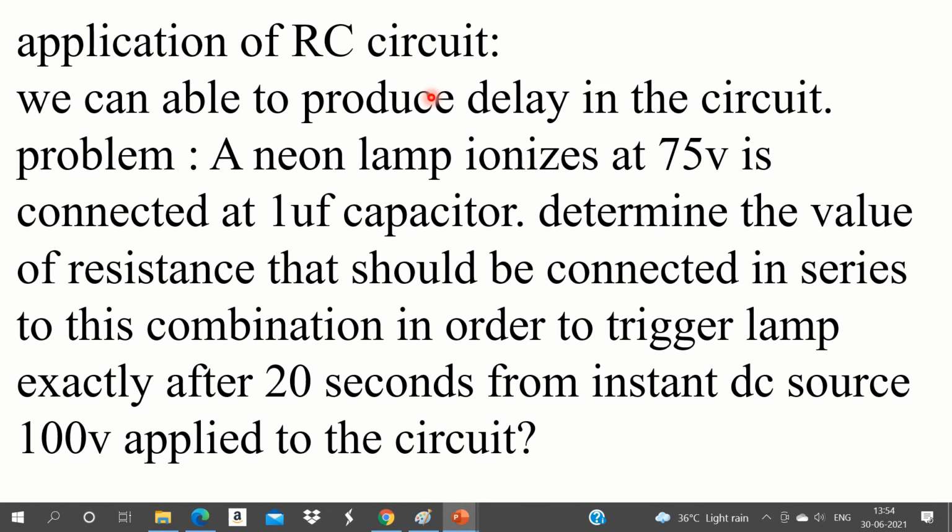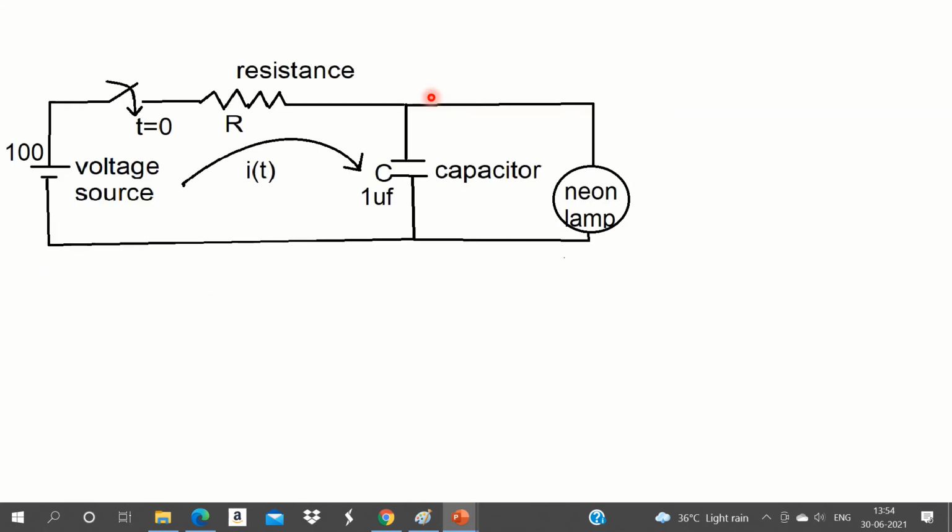To provide the delay of 20 seconds, we have to choose such a value of R. So we have to find the value of that R. This is the simple circuit to understand the neon lamp. Whatever the voltage across the capacitor, that will be applied across the neon lamp. So the voltage across the capacitor is decided by the resistance, because if the resistance is higher, the capacitor will charge very slowly. If the resistance is lower, the capacitor will charge quickly. If there is no resistor, the capacitor will charge instantly.